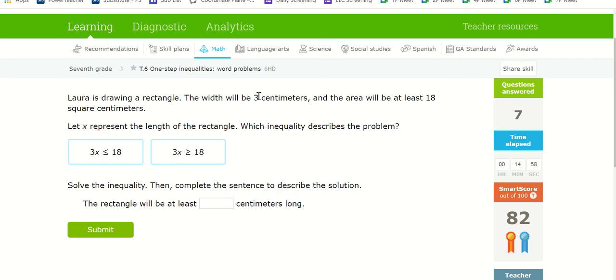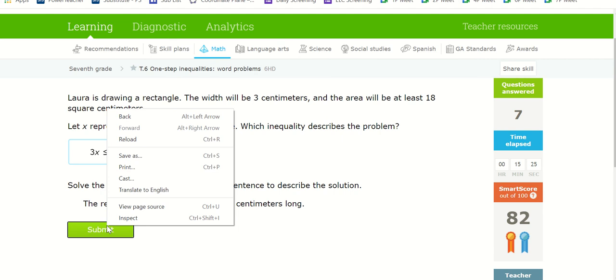So that's 3 for your width multiplied by your length of X. So 3x is going to represent your area. So your area, 3x, has to be 18 or more, or 3x is greater than or equal to 18. We divide both sides by 3, and x is greater than or equal to 6. The rectangle will be at least 6 centimeters long. That one's pretty easy for an 82-point problem.